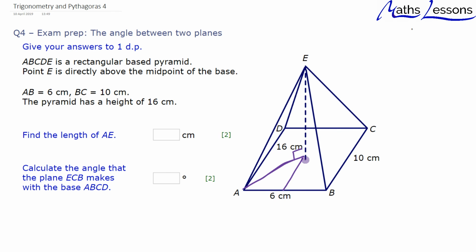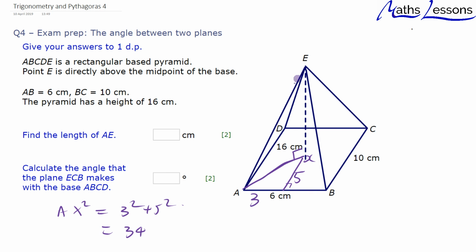And if we draw a right angle out from here, we can see that if that's going to be dropped straight down, this is the midpoint of the base. So point E is directly above the midpoint, then that's going to be halfway along here and halfway along here. So this will be 3 and this will be 5. So we can find the length, we'll call that x, of AX squared will be equal to 3 squared plus 5 squared. So it's going to be 9 plus 25 is 34. So AX will be the root of 34.